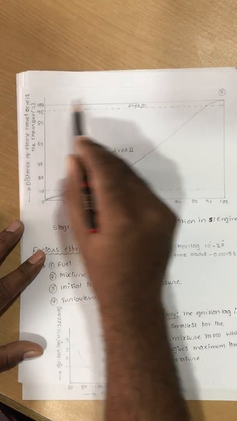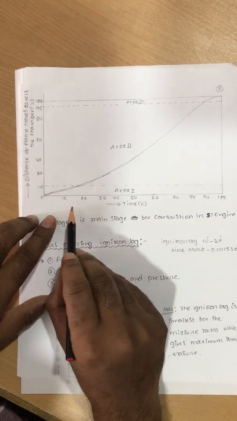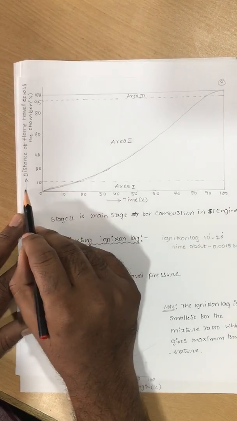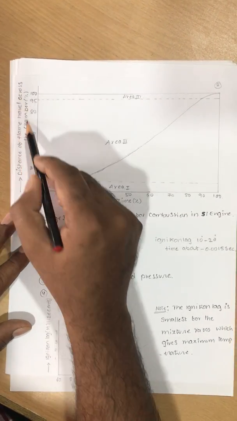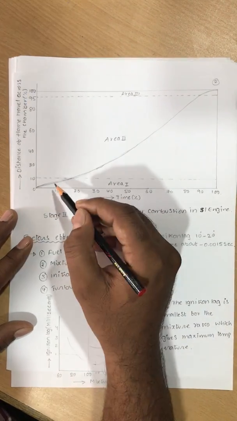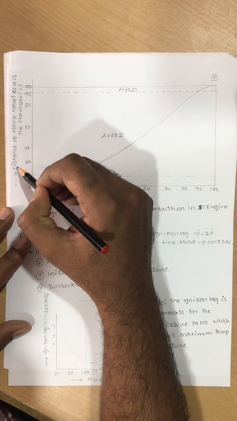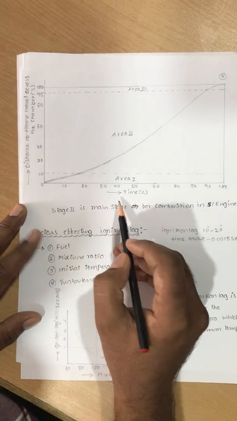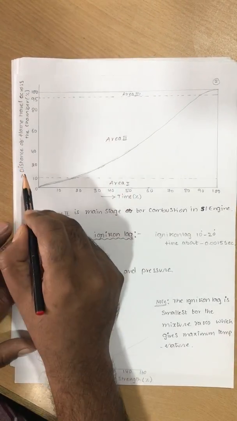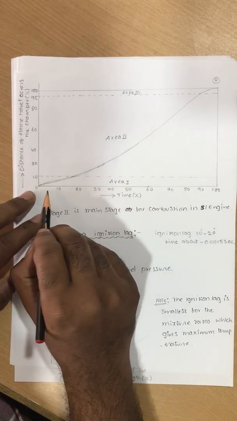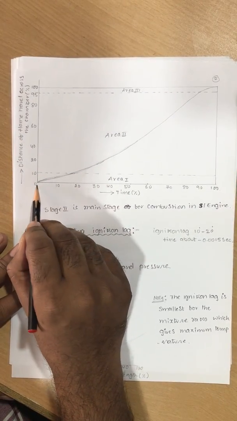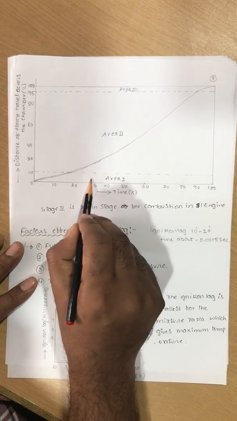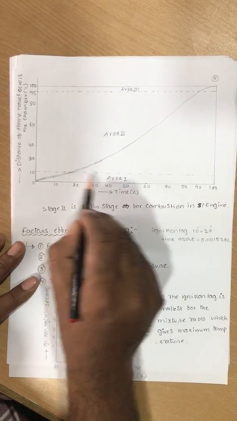For example, consider the cylinder space and the time required for the flame to reach the end portion, and the distance of flame travel across the chamber, that is, the percentage of distance covered by the flame inside the combustion chamber, that is, the cylinder. That means time required here and distance traveled. In the first 20% of the total combustion time, the ignition lag, the flame covers only 10%.